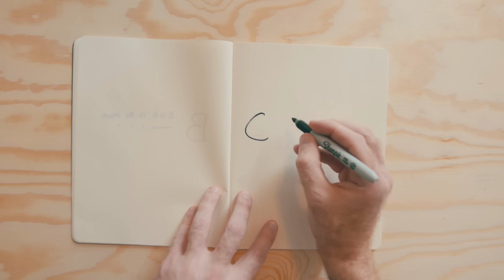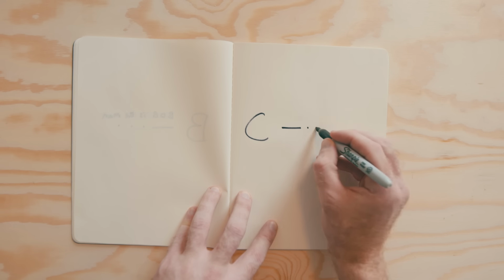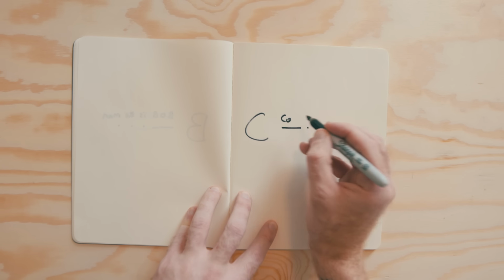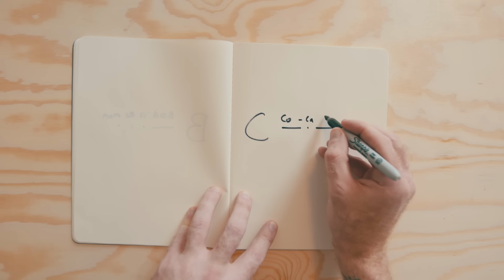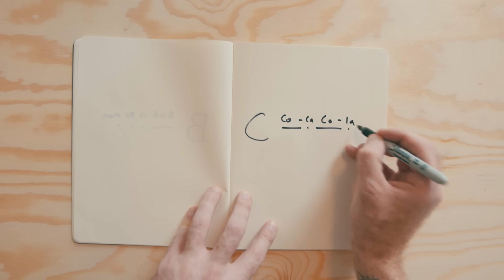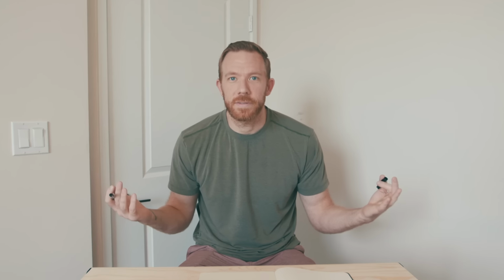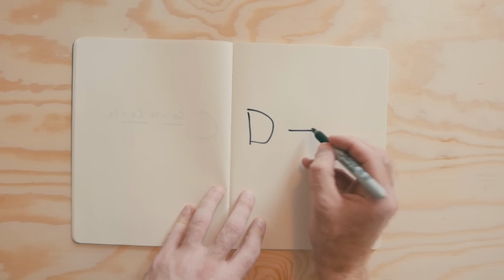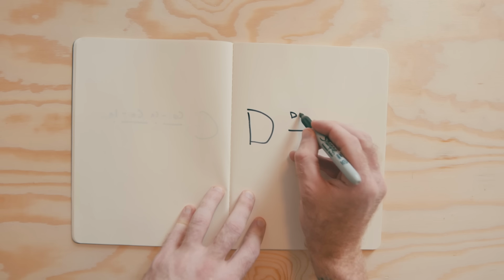This one's easy. I just think of Coca-Cola, but I pronounce it like this: Coca-Cola. The way Morse code is for C is dash, dot, dash, dot. D is dog did it. The dog did it, right? Whatever the dog did, he did it. So dog did it, which is dash, dot, dot.